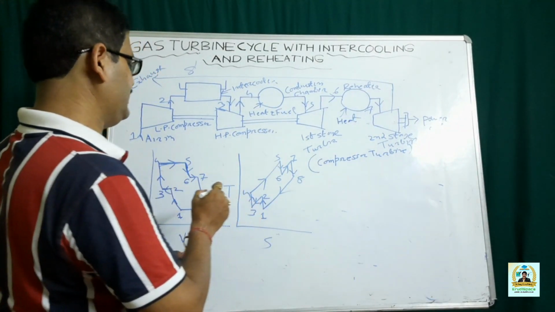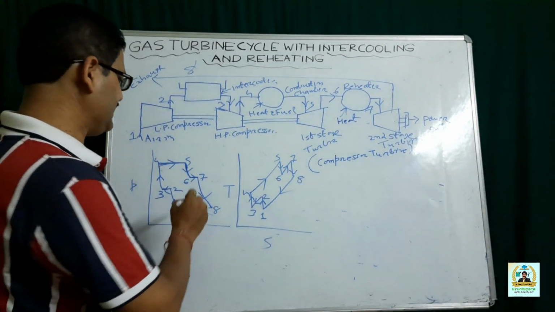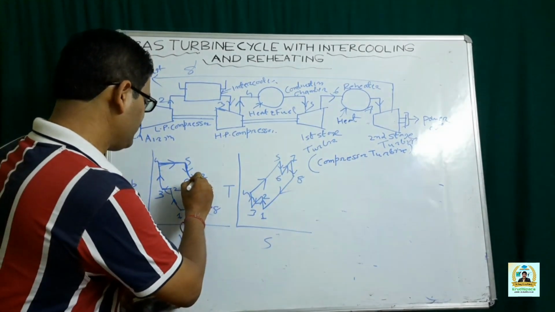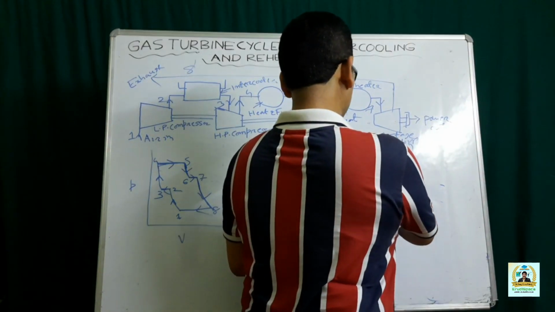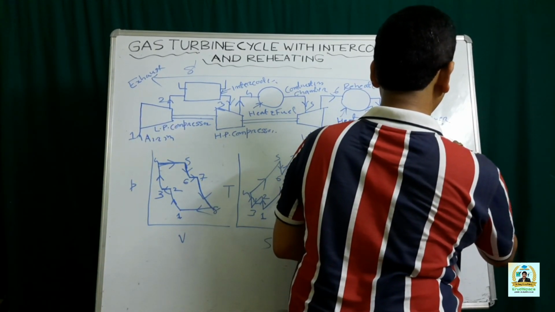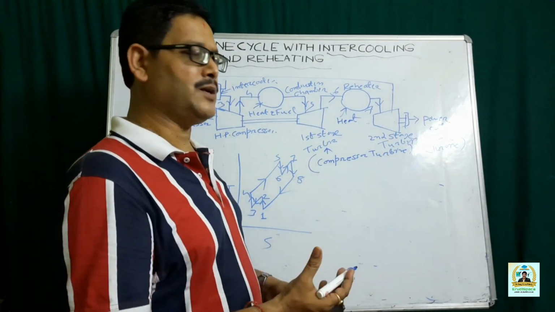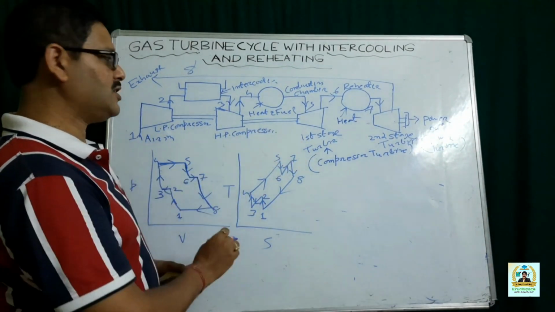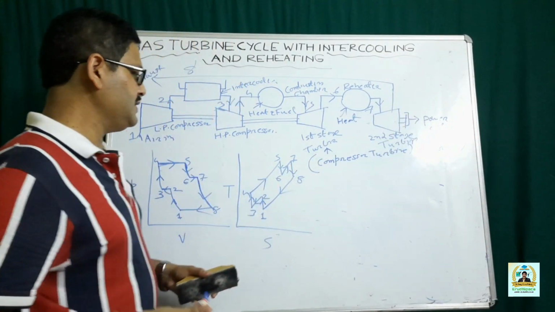And after that, it enters the reheater where further heat is added, and after that, it goes to the second stage turbine where it expands. The second stage turbine is also known as the power turbine because this is the net work output that we obtain, or the net power that is obtained. Because the first stage turbine meets the requirement of the compression, this turbine actually develops the power which is utilized.